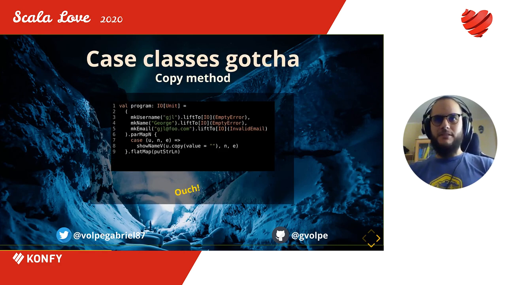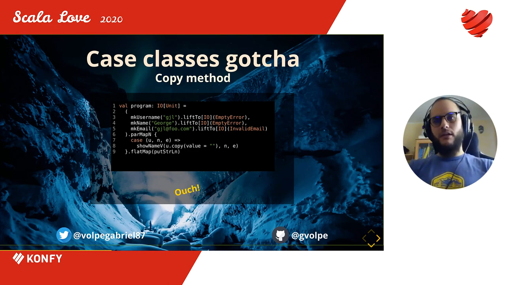But there's this thing that case classes have, which is the copy method. We can do all the validation, do this parMapN, which gives us access to all these already validated case classes, username, name, and email, and then we can override the value using the underlying value with the copy method. So this is not nice, right? If you see this kind of code, it shouldn't pass a code review, but there's something wrong about allowing the users to do this. So we can try to avoid that.